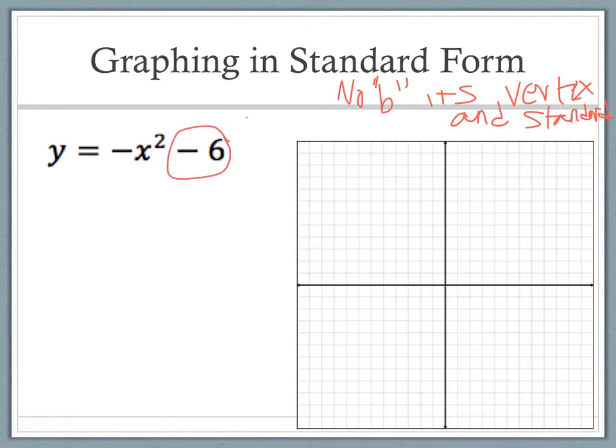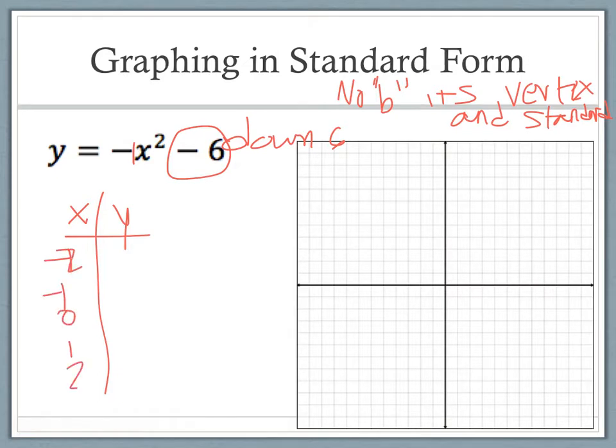This minus 6 tells me that I'm going to go down 6. This negative 1 is what we're going to multiply our table by, so I'm going to make my table. Multiply all of them by negative 1, so I have negative 4, negative 1, 0, negative 1, and negative 4. Let's graph these points. And then for this one, we're just going to shift all my points down 6, and then draw in my parabola.